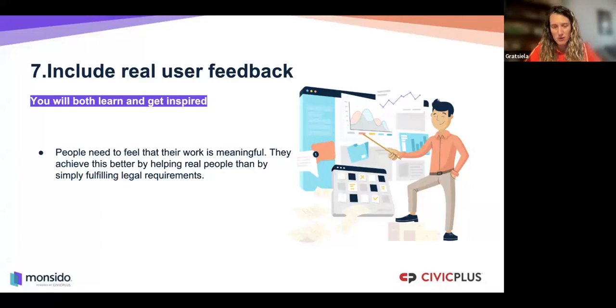And just what you mentioned earlier, some people are getting very enthusiastic about testing their website via a screen reader, but using real user feedback can be both a learning and inspiring experience for your team and your organization as a whole.